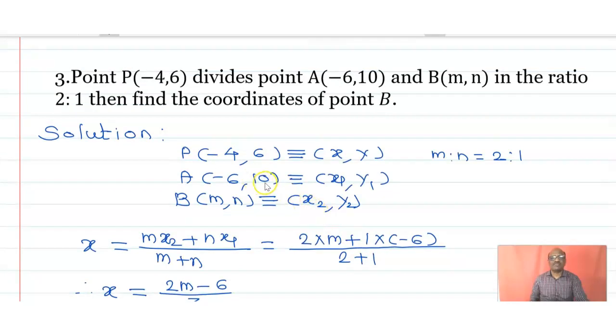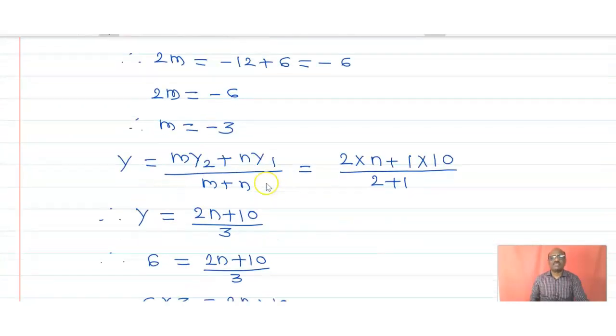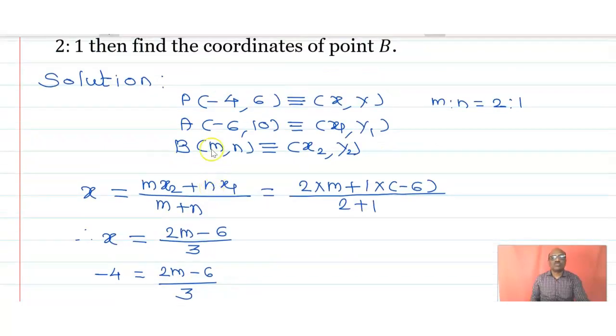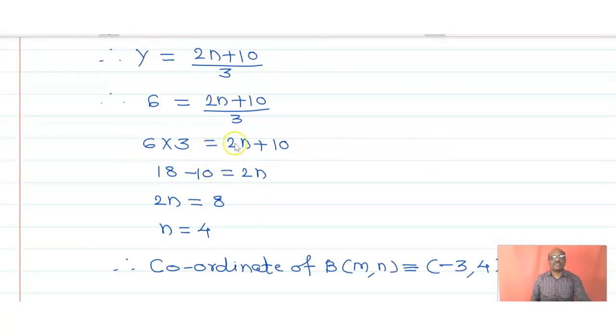This is the value y1. We substitute 10 there, and for y2 the ratio is n upon m plus n, that is 2 plus 1, so the ratio is 3. The y coordinate of the given point P is 6, so 6 into 3 is 18. And 2n plus 10, therefore 2n is equal to 18 minus 10, therefore 2n is equal to 8, and therefore n is equal to 4, and this is the coordinate of the point B.